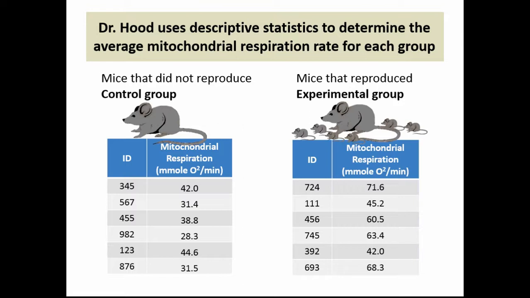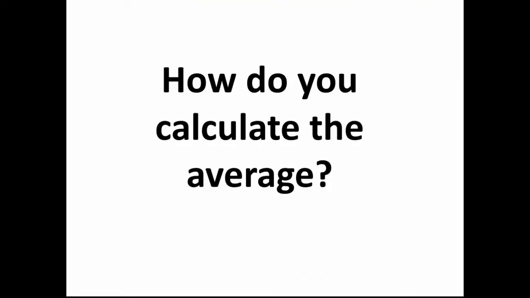So again, this is the same information that we had at the beginning of the presentation. We've got a control group and an experimental group. The control group are the mice that were not allowed to reproduce. The experimental group were the mice that reproduced one time. We still have 6 from our control group and 6 in our experimental group as our sample size for each of those categories. So, just diving right in, let's do some descriptive statistics.